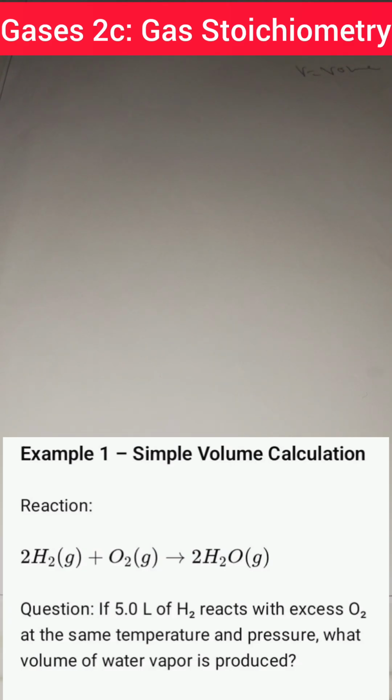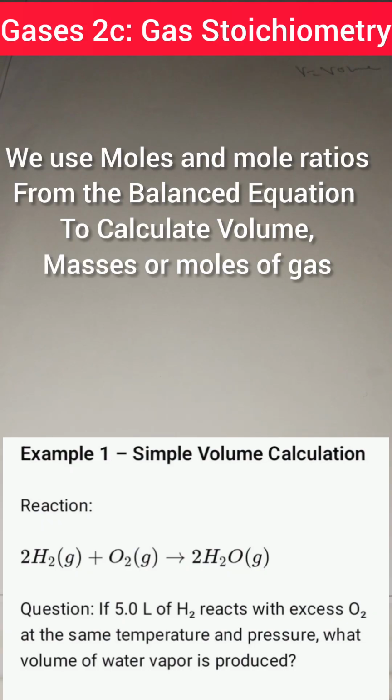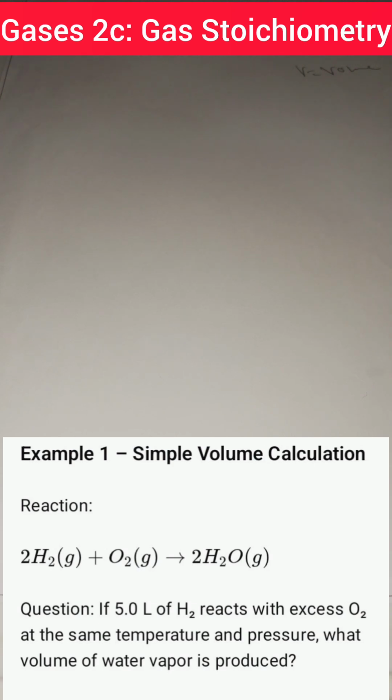Now, when you are talking about gas stoichiometry, we use the moles and mole ratios from the balanced chemical equation to calculate volumes, masses, or moles of gas. So that's the concept. In gas stoichiometry, you use moles and mole ratios from what? From the balanced chemical equation to calculate volumes, masses, or what?